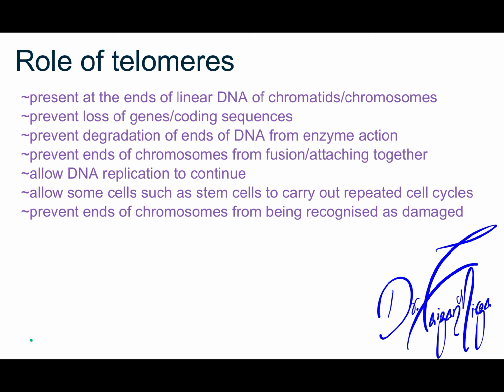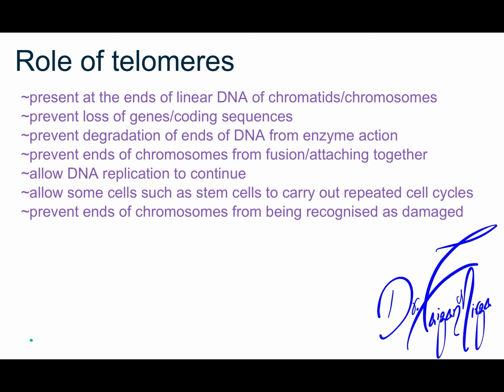They are present at the ends of the linear DNA of chromatids and chromosomes. They prevent the loss of genes, which are the coding sequences. They prevent the degradation of the ends of the DNA by enzyme action. So the enzymes do not recognize the telomere to be removed. These telomeres also prevent the ends of the chromosomes from fusing with one another. For example, chromosome number 1 and chromosome number 5 in a cell may be close together. Their ends do not join up. They stay separate chromosomes. Why? Because they both have a telomere each that keeps them separated.